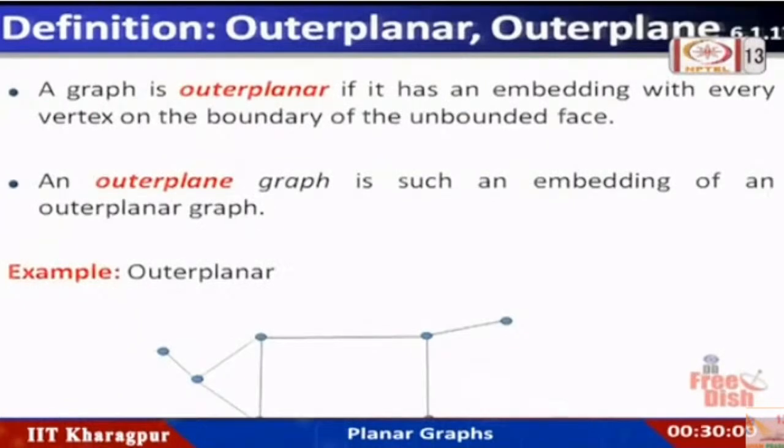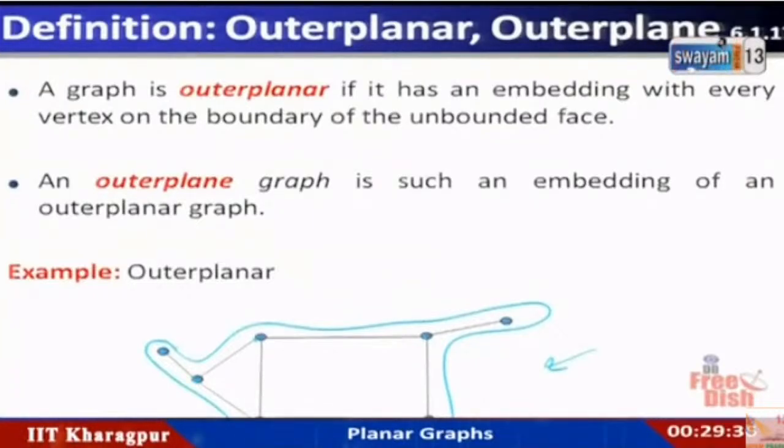Now we will see the definitions of an outer planar and an outer plane graph. A graph is outer planar if it has an embedding with every vertex on the boundary of an unbounded face. An outer plane graph is such an embedding of an outer planar graph. Let us see this particular example. This is a planar embedding. Here we can see that all the vertices are lying on the outer boundary, meaning there are no vertices inside this bounded region. Hence it is called an outer planar graph.